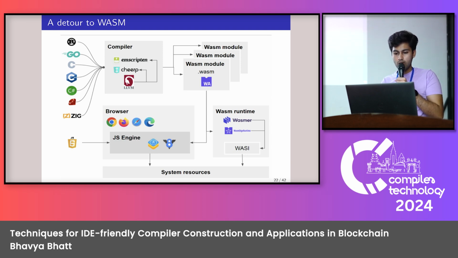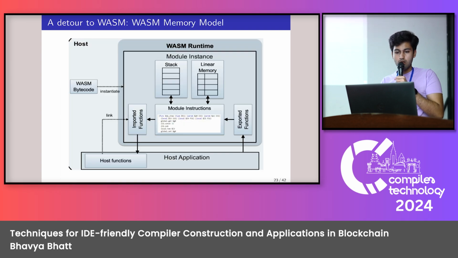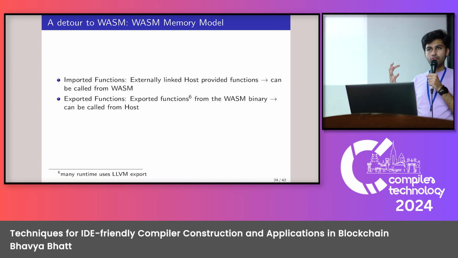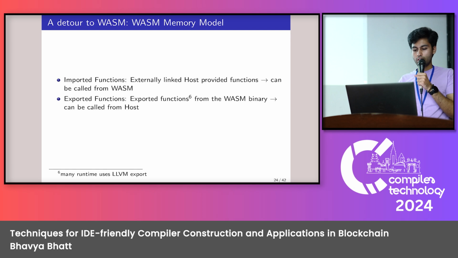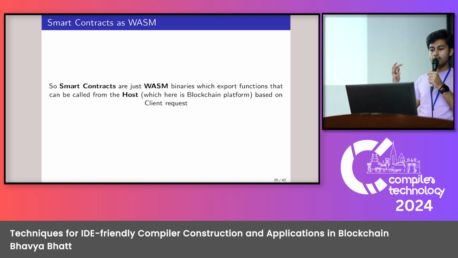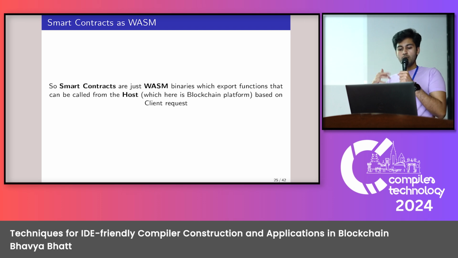This is again what I just told you. The WASM memory model has some imported functions and some exported functions. Exported functions are the functions you can call from the runtime, from outside. And that's where WIDL comes into the picture. Smart contracts are just WASM binaries which export functions that can be called from the host based on client requests.